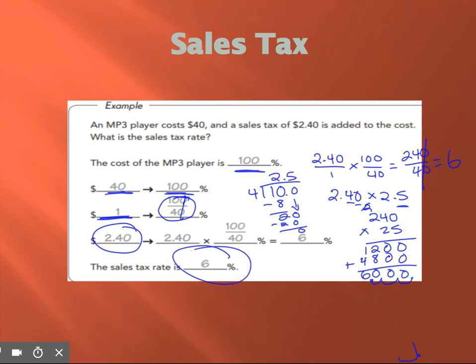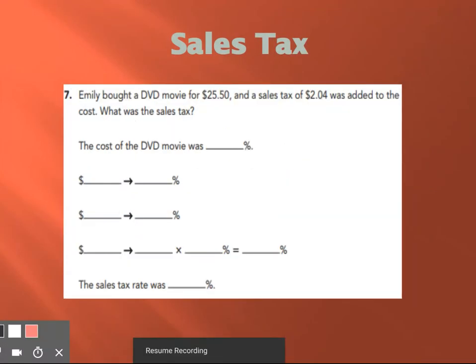I want to do the next one with you. I'm thinking you guys should stick with the fraction version because you've been really good at multiplying fractions. But if you like multiplying decimals better, again, that is your choice. All right, so Emily bought a DVD for $25.50 and the sales tax was $2.04. So we want to find out what percent the sales tax is. So the cost of the DVD was 100%.